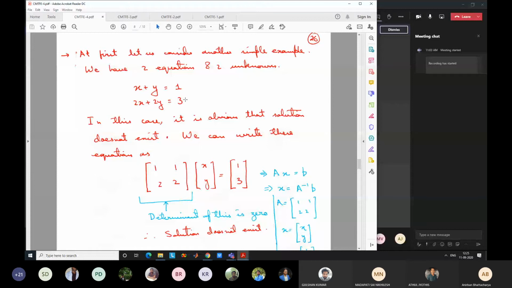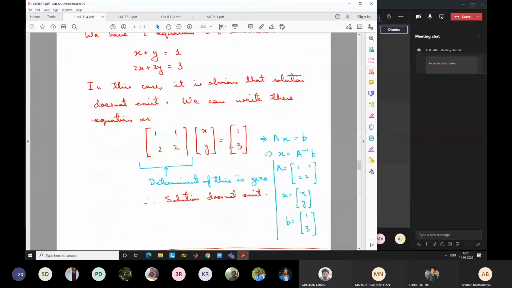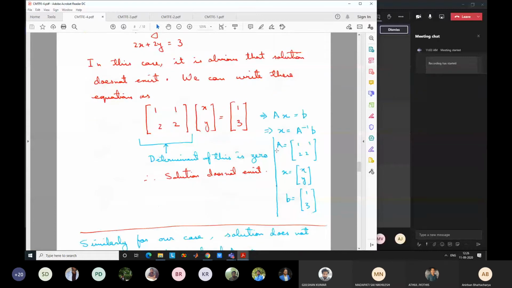It is obvious that the solution does not exist. How can we write it in a mathematical form? Similar to the way that we have seen, we can write it in the matrix form: 1 into x plus 1 into y is equal to 1, and 2 into x plus 2 into y is equal to 3. So this is of the form Ax equal to b, as we have just seen, or x is equal to A inverse b is the solution. Here A is [1, 1; 2, 2], x is [x; y], and b is [1; 3]. This determinant is 0 in this case.